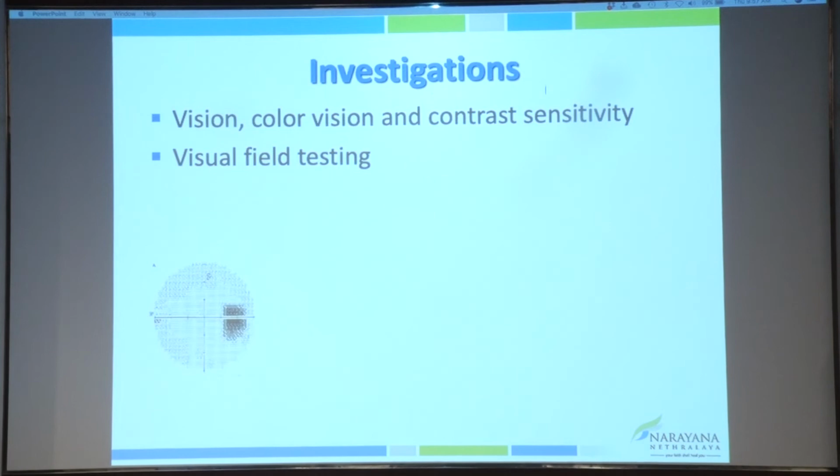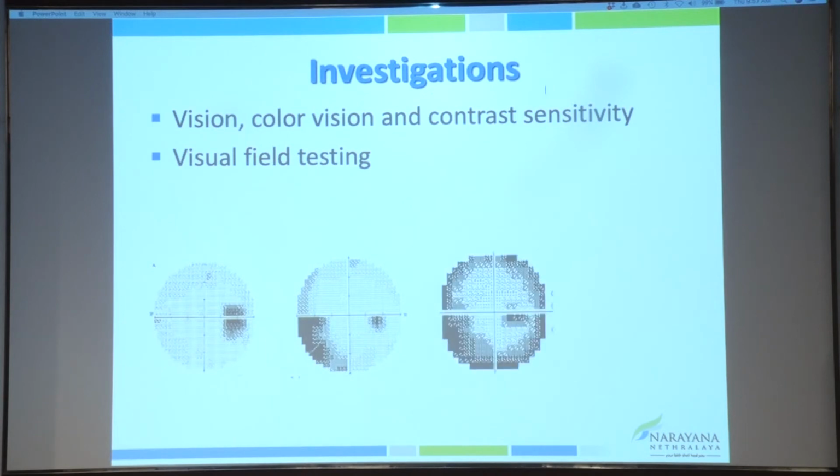So how would you investigate? Classically, vision, color vision, and visual fields, where you have an enlarged blind spot, an inferior nasal step, which you can do only in older children, eventually constriction, and then the central field is lost.